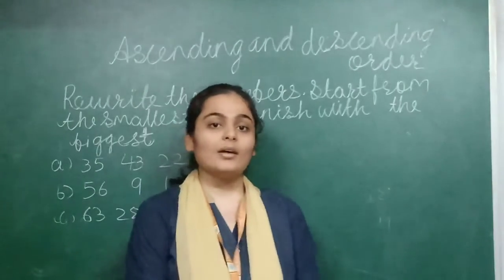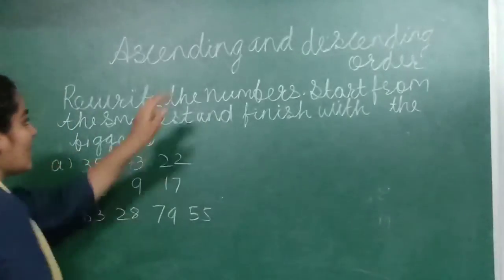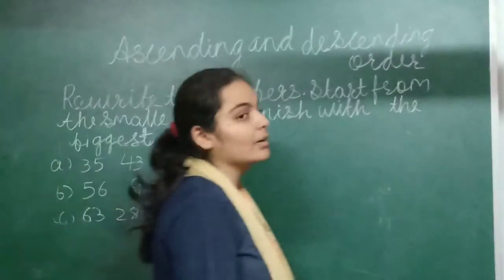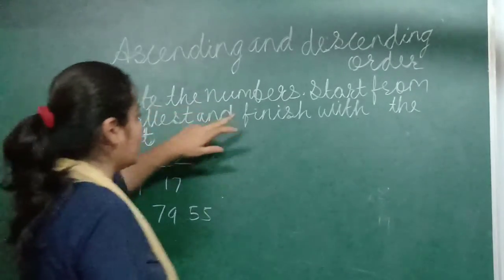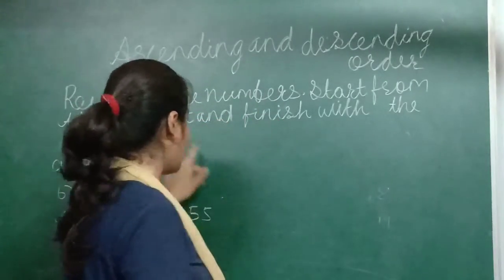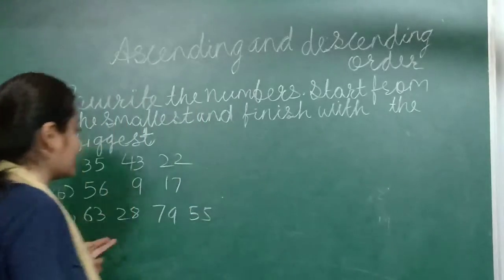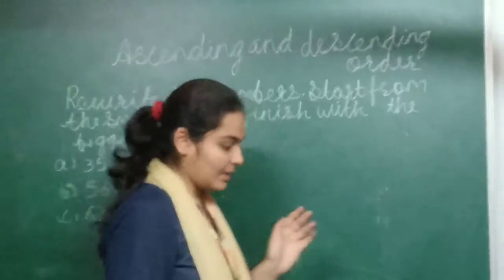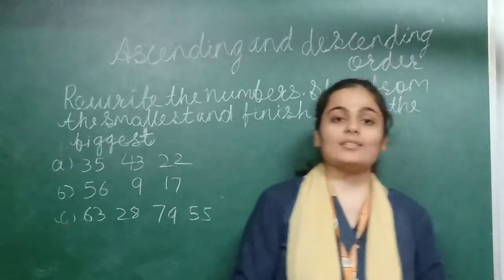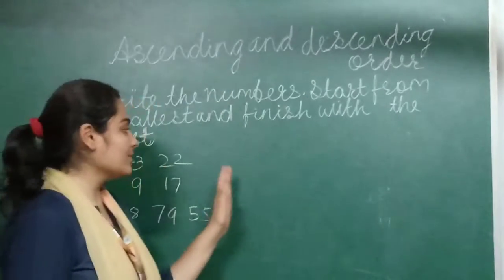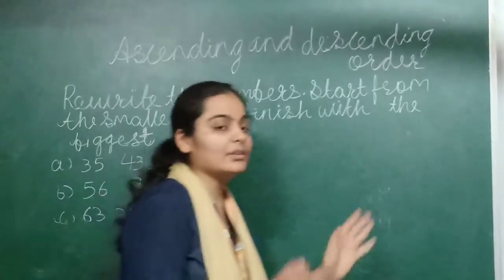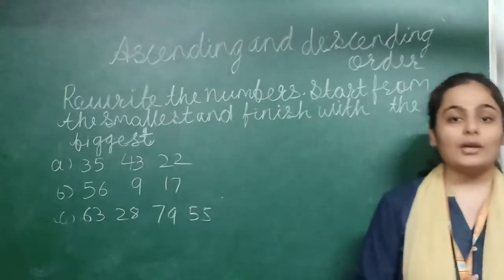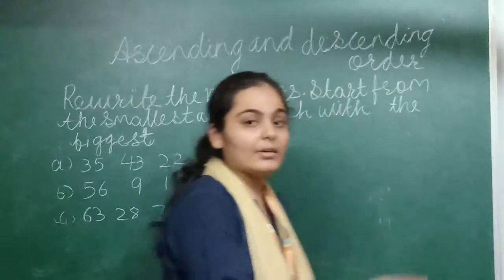Okay students, now we will learn ascending and descending order. Now rewrite the numbers, start from the smallest and finish with the biggest. Here what do we have to do? We have to write the smallest number first, then a bigger number, bigger number, bigger number. We have to start with the smallest number, then jump to bigger and bigger numbers.